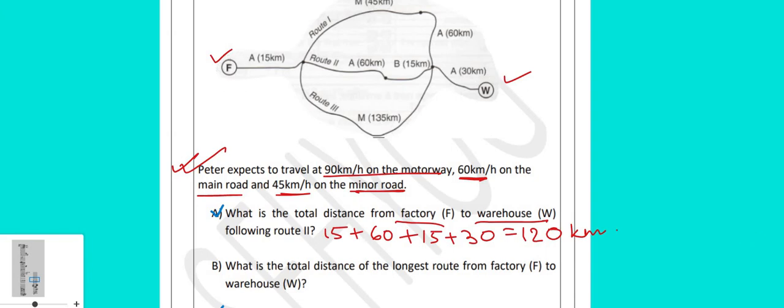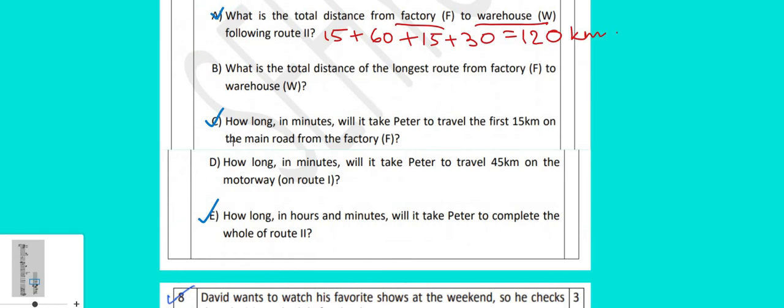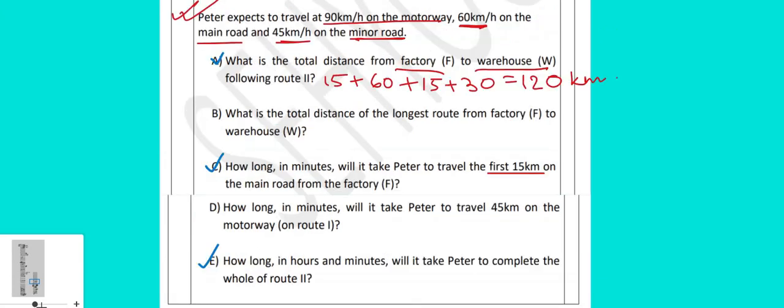Now looking at our next question, which is question number C. How long in minutes will it take Peter to travel the first 15 kilometers on the main road from the factory? So our 15 kilometers, we already have it written here, the first 15 kilometers.